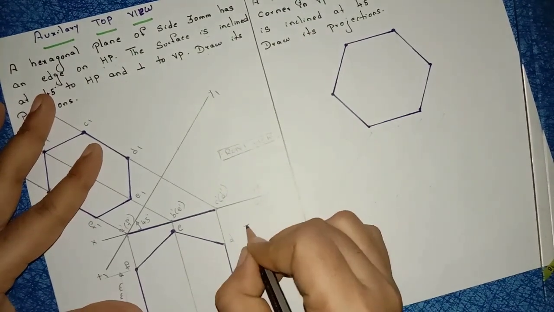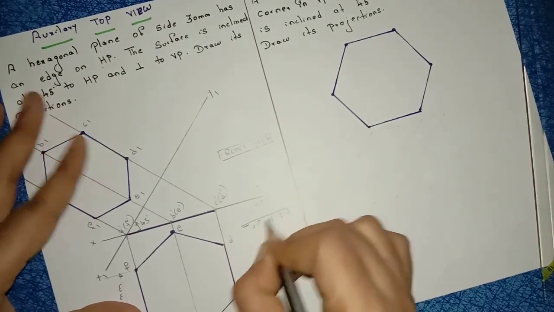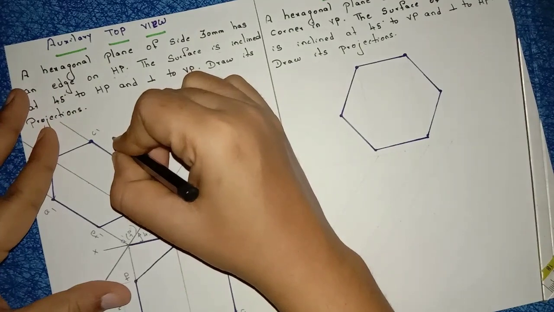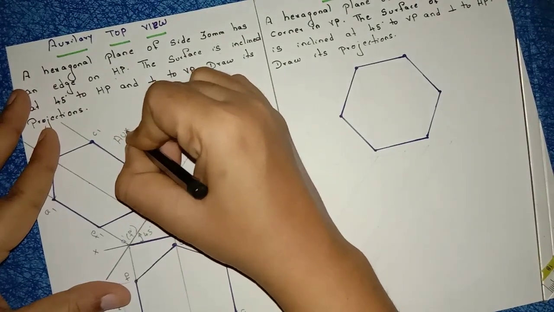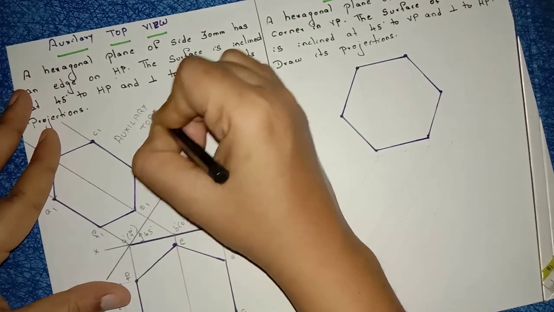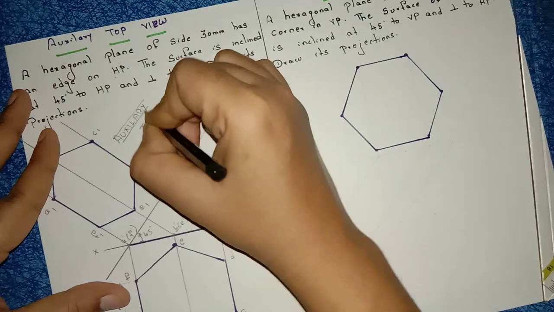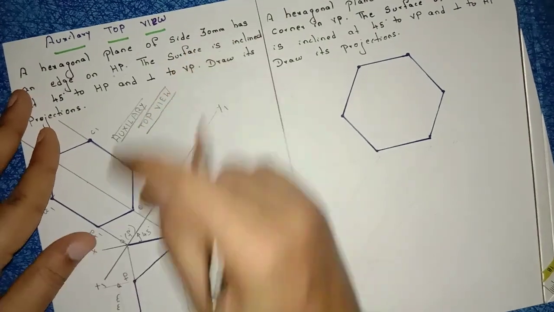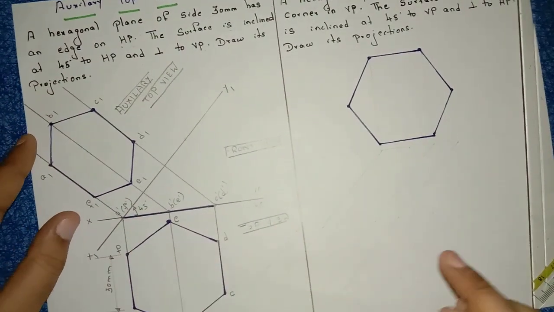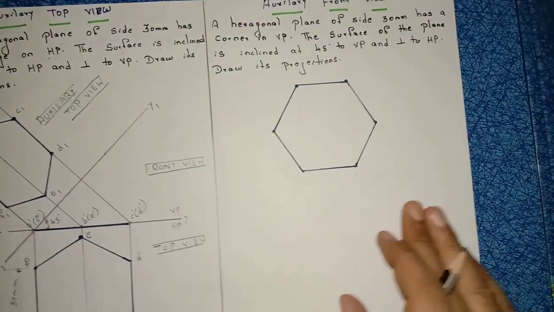Right? This is the top view. And this is our auxiliary top view. Mark the distances properly. In this question, they mention hexagon length and angle. Let us see the next one.